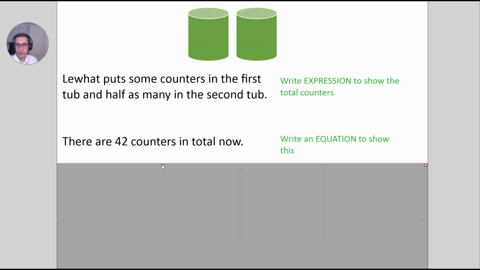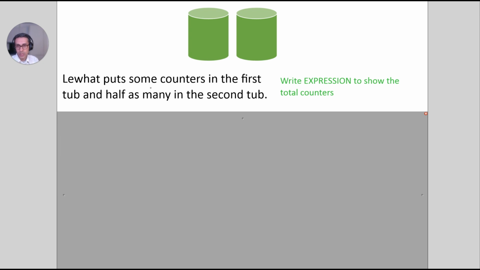Okay, another example of forming and solving an equation. So Liwat put some counters in the first tub and half as many in the second tub. So we can pick whichever letter we want. Let's go with y. So this is going to be y and this is going to be half y. We could write this in another way. We could say that this is 2y and this is y, because technically one tub has half as many as the other one. So both of these would be correct.